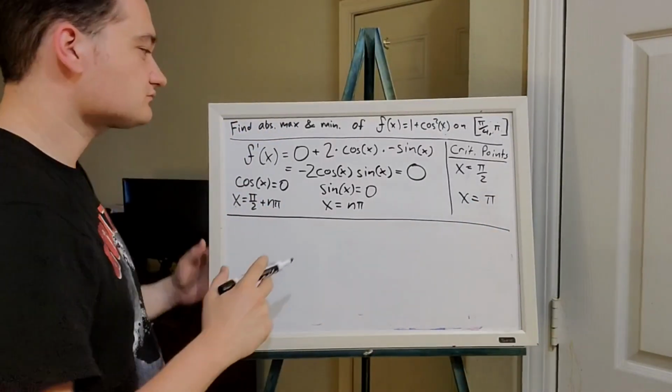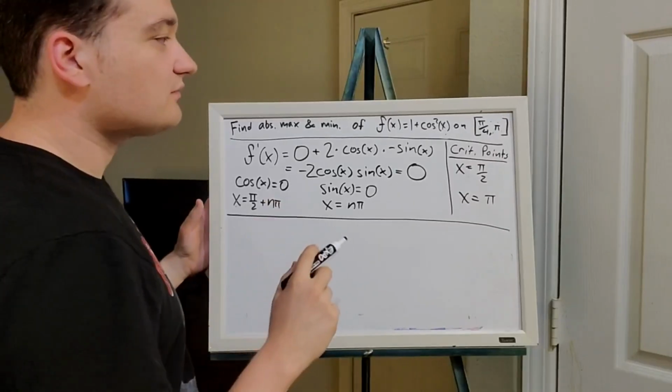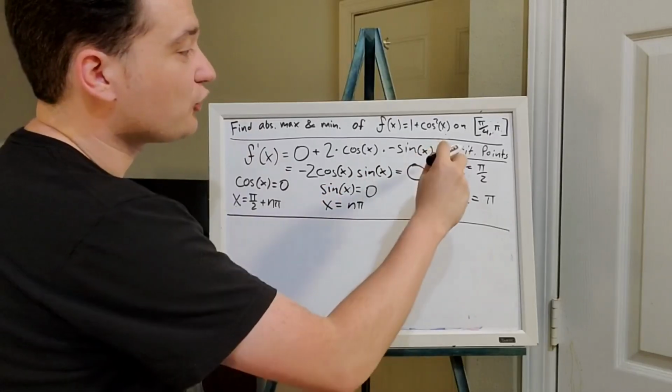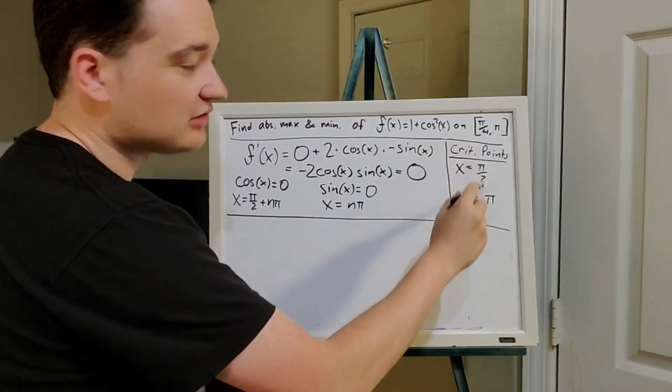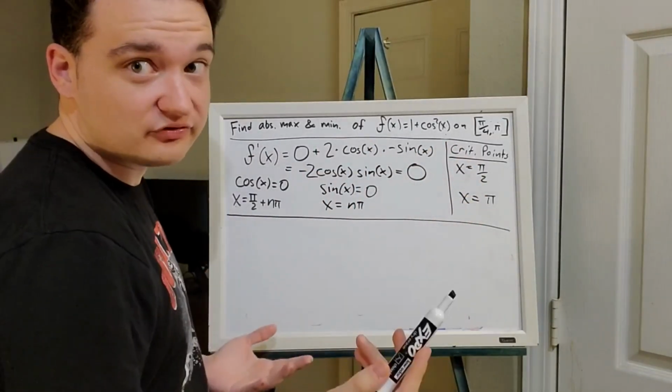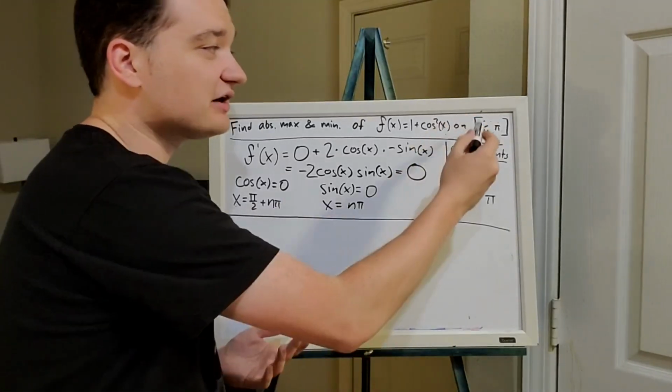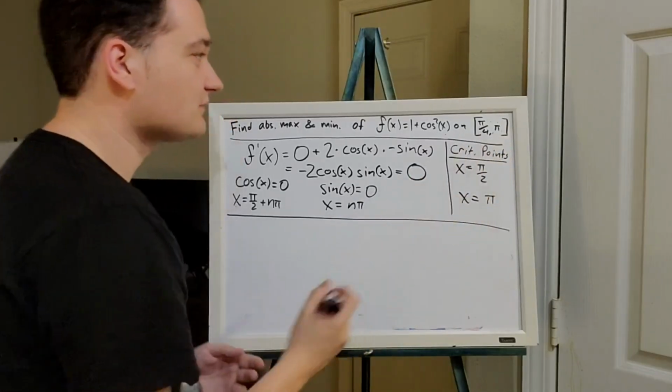Okay. Now, we have 4 points to check. We're going to plug in pi over 2. We're going to plug in pi, because that's where our derivative equals 0. Those are possible local mins or maxes. And we're going to plug in the endpoints of our interval. So let's get to work.